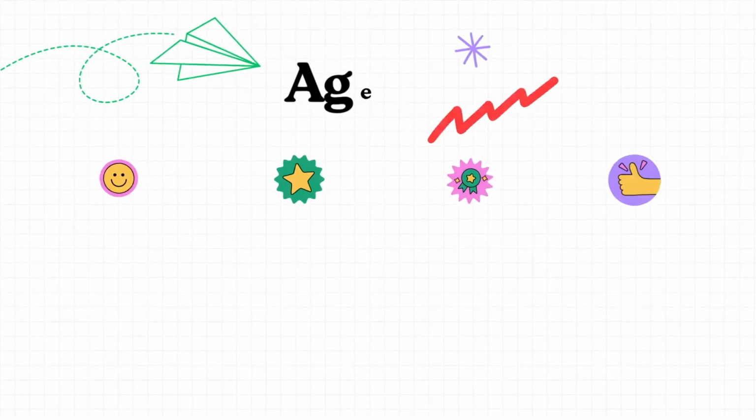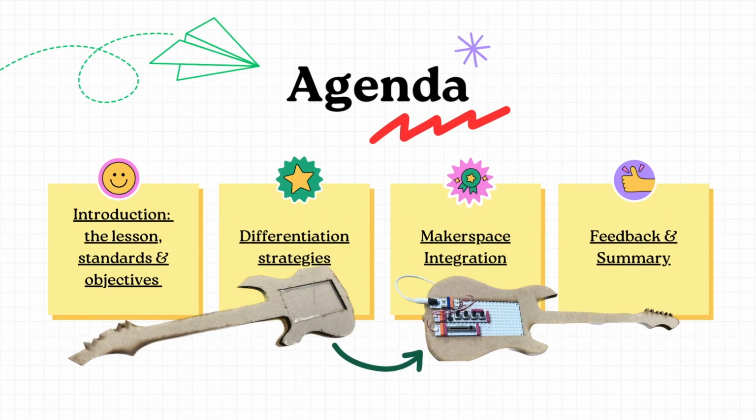This presentation is divided into 4 sections. The first, introduction, the lessons, standards, as well as learning objectives. Second, I will be talking about differentiation strategies, then the Makerspace and its benefits of integration, and last, the feedback and summary.